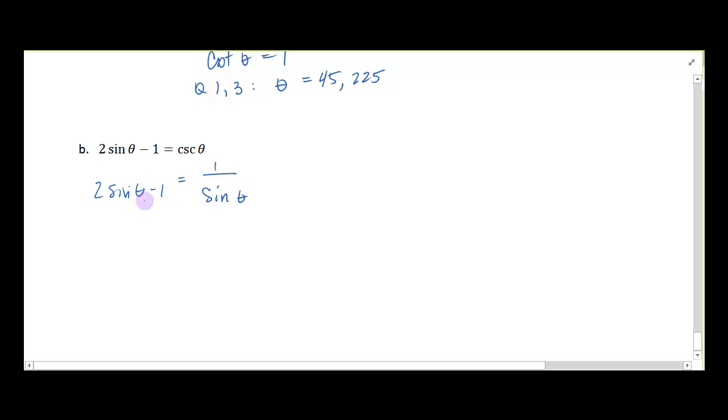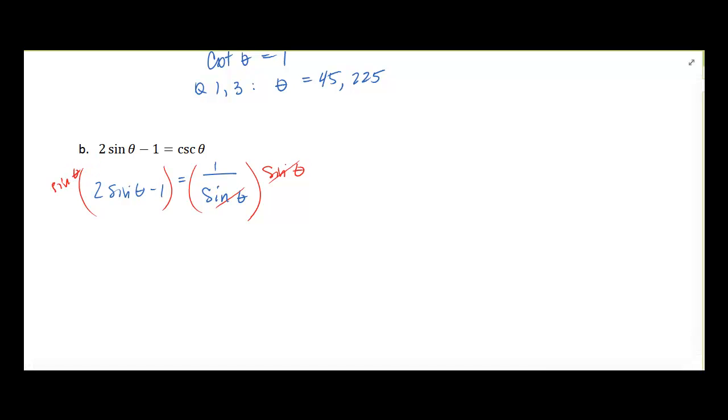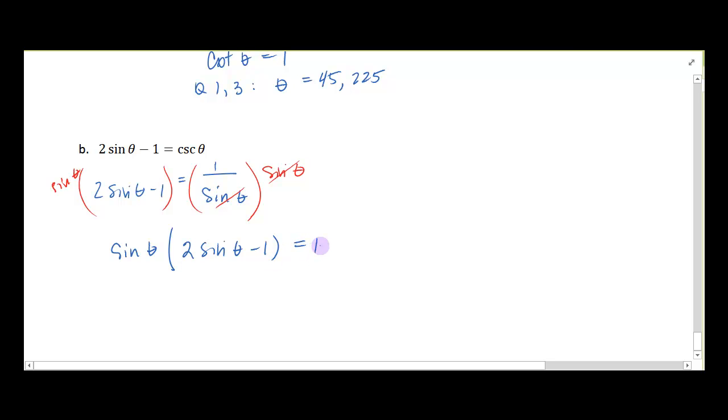So I have all sines, but now what do I do? I have a sine in the denominator, so we're going to cross multiply. So I'm going to multiply both sides by sine theta. That gets rid of the sine theta on the right-hand side, and it gives me on the left-hand side sine theta times 2 sine theta minus 1 is equal to 1.